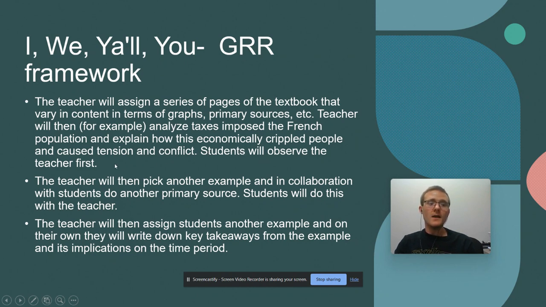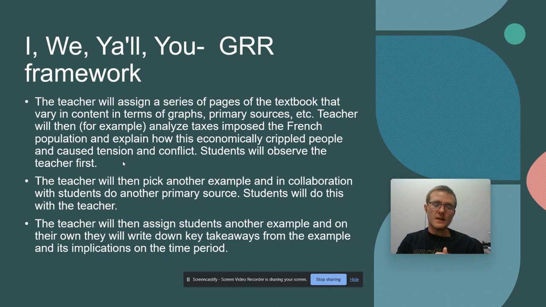So what the teacher would do is, because that was worded a little weird, the teacher will assign pages from the textbook the students will analyze, and the first section, the I, the teacher will demonstrate to the students what to do specifically. So in this example, analyze taxes imposed on the French population, whether it was the church doing it, the king doing it, the second and third estate, or the first and second estates. Sorry.